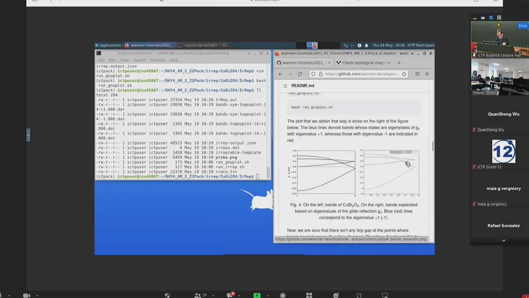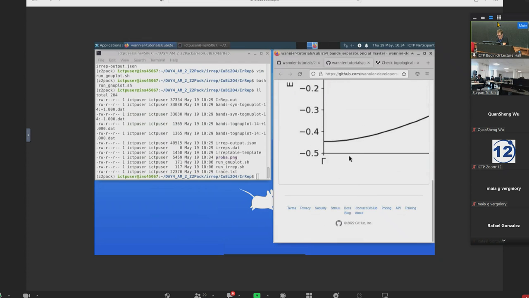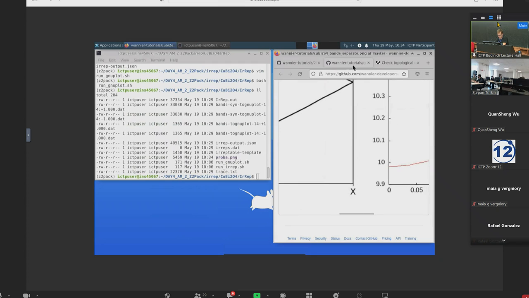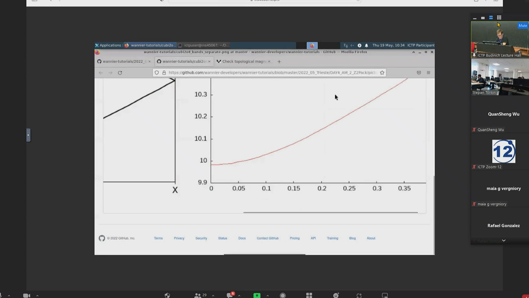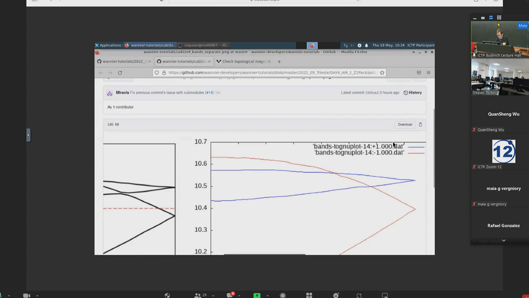So here, the red bands correspond to eigenvalue minus one of the 14th symmetry operation, which is a glide reflection with respect to the x-plane. And in blue, the bands with plus one eigenvalue. So it's clear that these bands are crossing. There cannot be any discontinuity between these bands here.